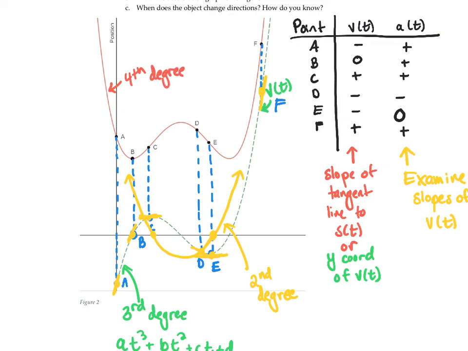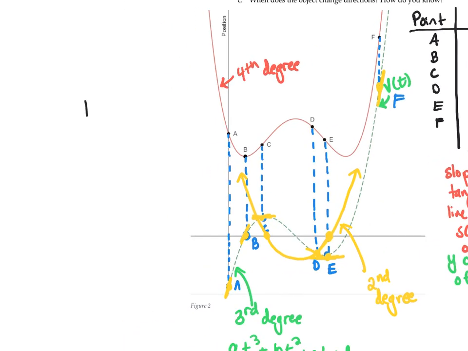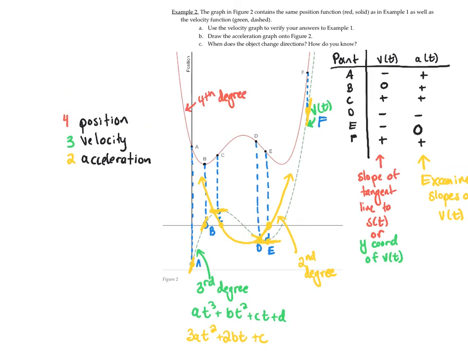So keeping in mind that the order goes position, and then its derivative is velocity, and then its derivative is acceleration, it makes sense that if we started with a degree 4, then we would move down to a degree 3 in my first derivative, and then I would move down to a degree 2 in my second derivative. And if I kept going, the derivative of acceleration would be jerk, and that would be first degree or linear.